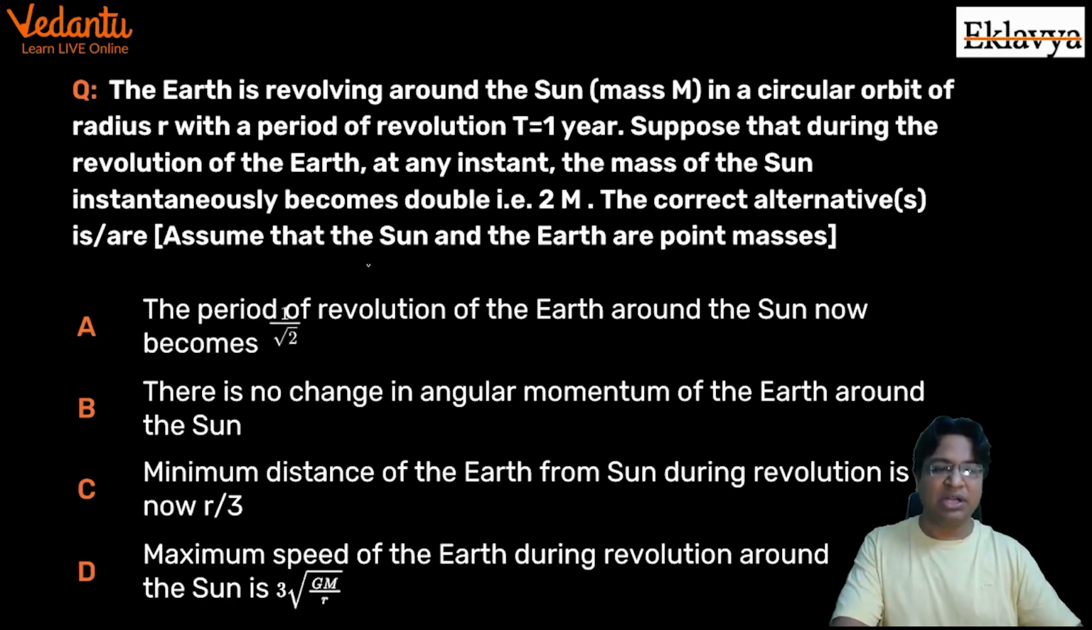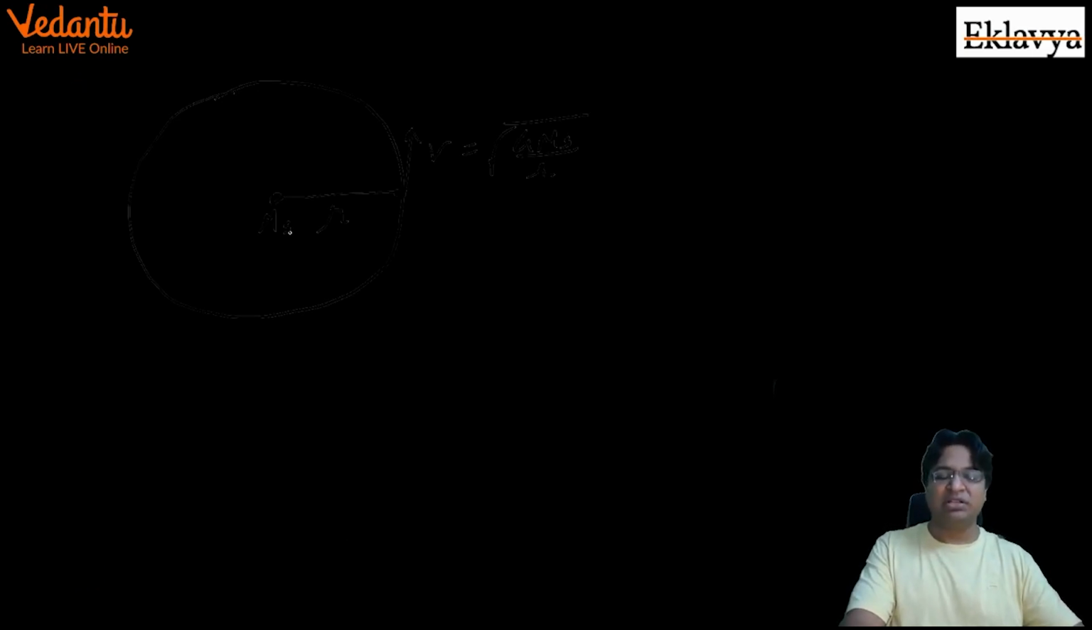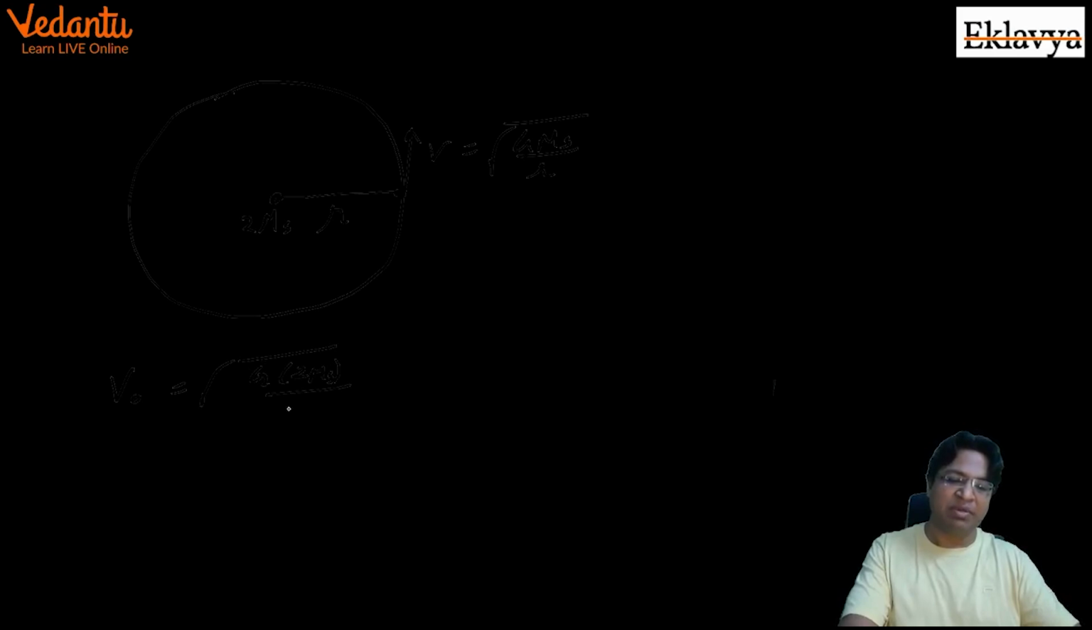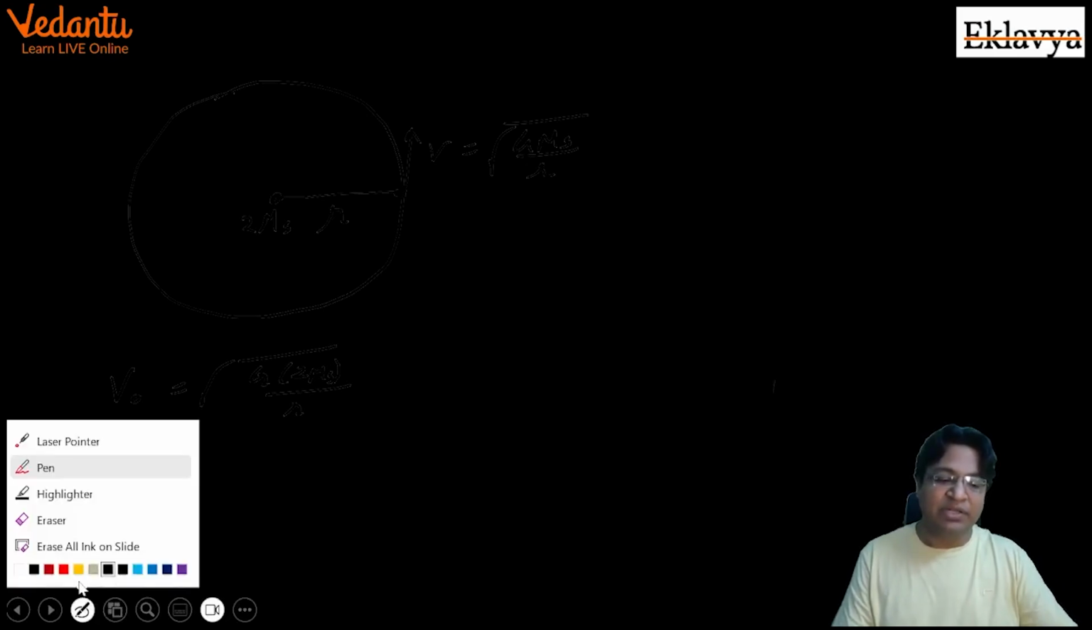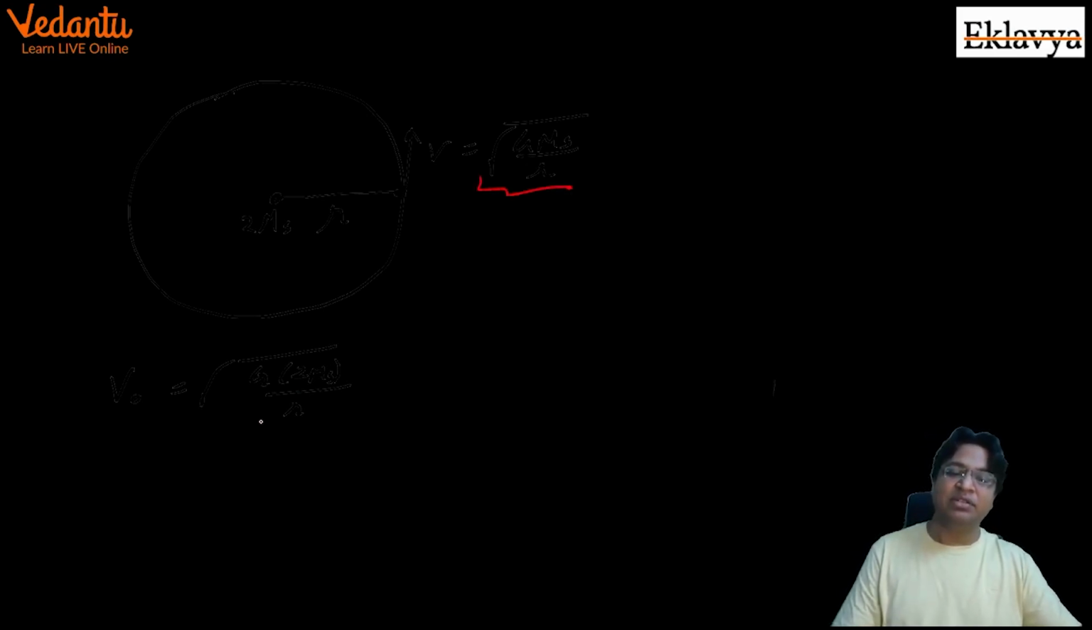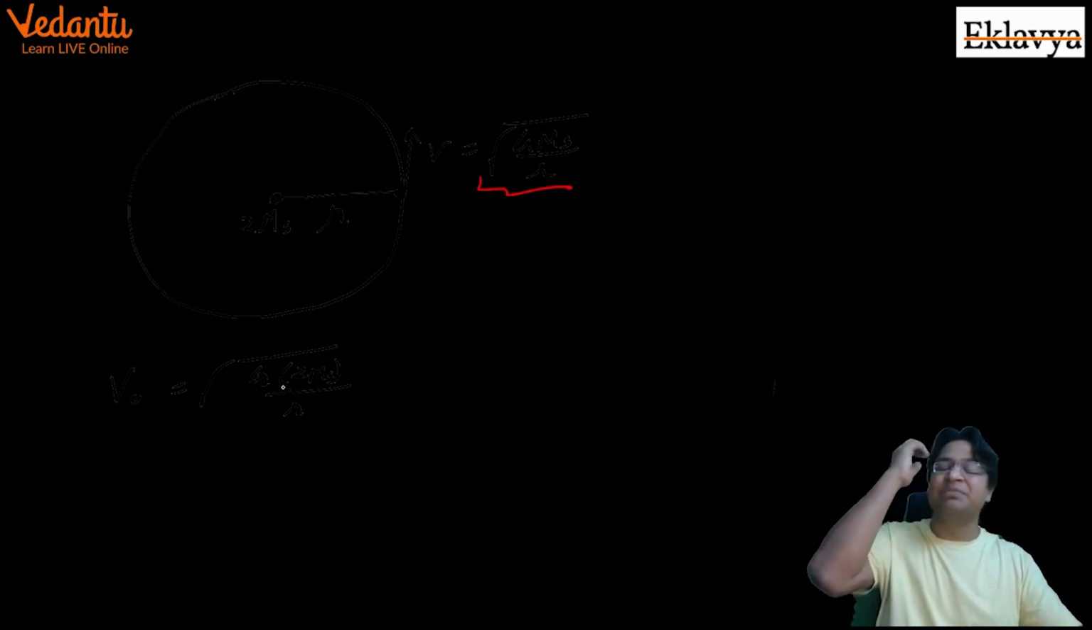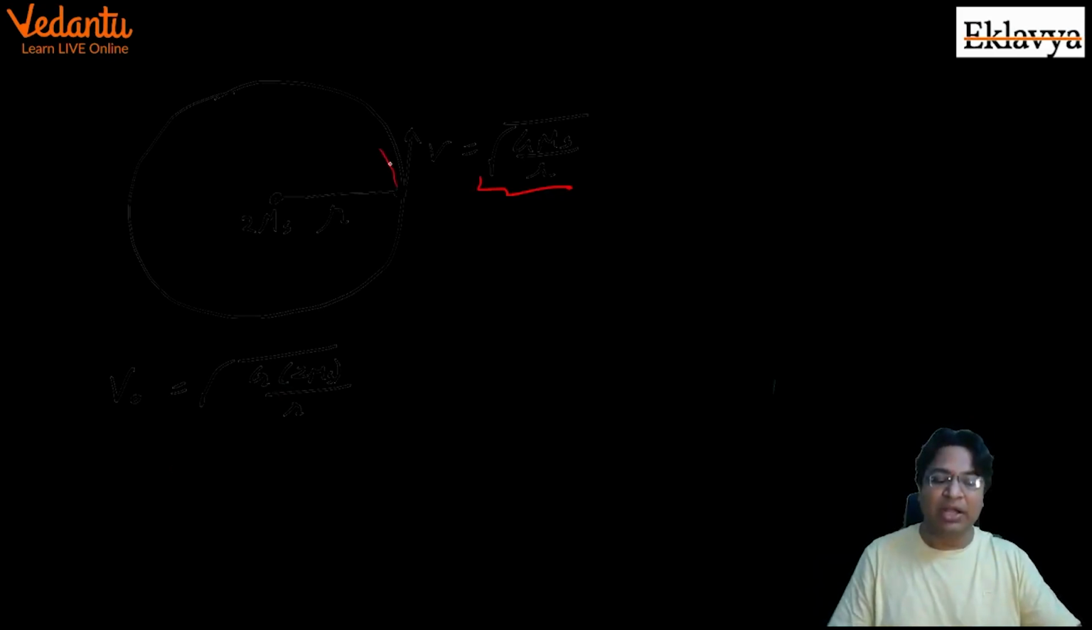Now the question says that the mass of the Sun instantaneously becomes 2M. So now the circular orbit would require a speed of root of G into 2M_s by r, but the speed was less. So the Earth will no longer continue on the circular trajectory. The speed of Earth is less than the required speed for circular motion, so it will enter into an elliptical trajectory with this point being the apogee.